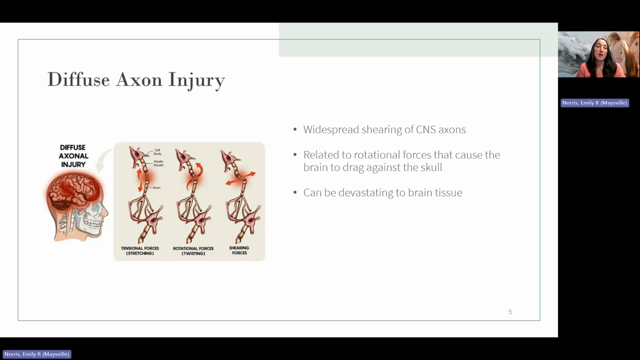One example of both a focal lesion and diffuse axonal injury is shaken baby syndrome. So when the baby's brain is shaken and it has a lot of room to kind of move around in the skull, it creates coup and countercoup injuries as well as these diffuse axonal injuries. So it can be devastating.